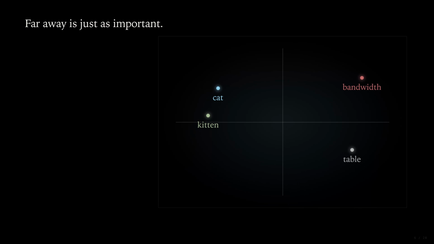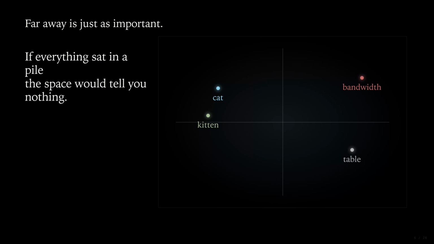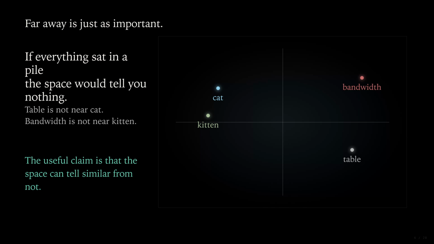And far away is just as important, because if everything sat in a pile, the space would tell you nothing. Table is not near cat. Bandwidth is not near kitten. The useful claim is not that two words are similar. It is that the space can tell similar from not, without anyone writing a rule for either pair. That is a much cheaper thing to learn than a dictionary, and it generalizes to pairs nobody ever labeled.